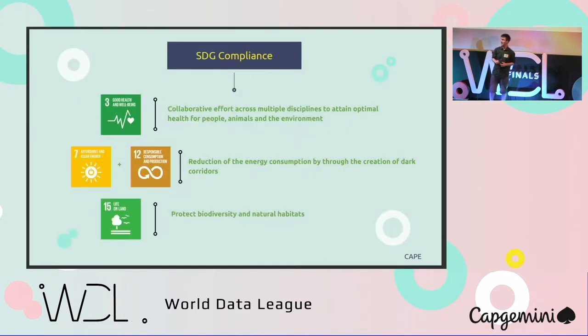Okay, and finally, how does this impact the SDGs, which are parameters set by the UN. As you can see, we have SDG 3 that also takes care of the health of animals. We have SDG 7 and 12 in the reduction of energy consumption through the creation of dark corridors. We have SDG 11 on sustainable cities. And finally, we have SDG 15 protecting biodiversity and natural habitats.